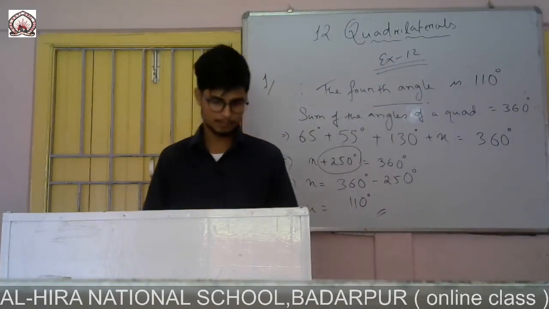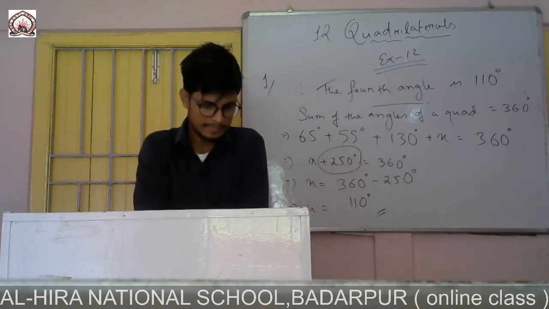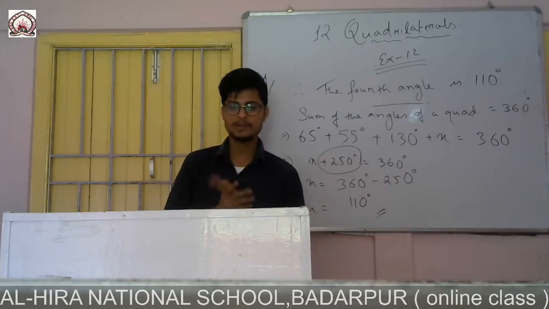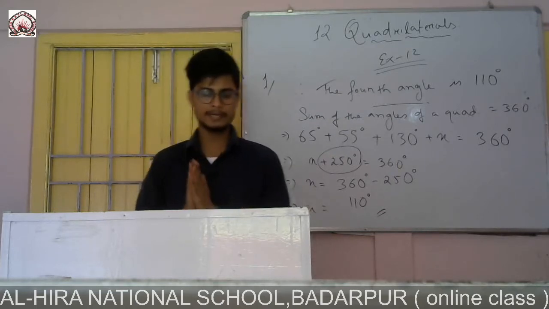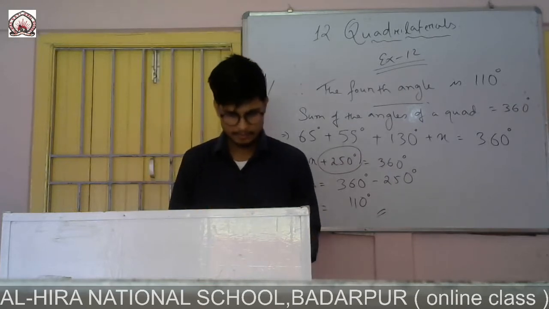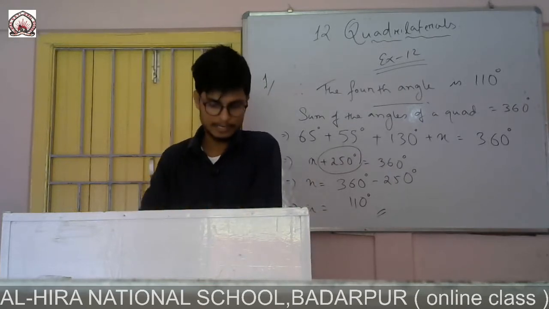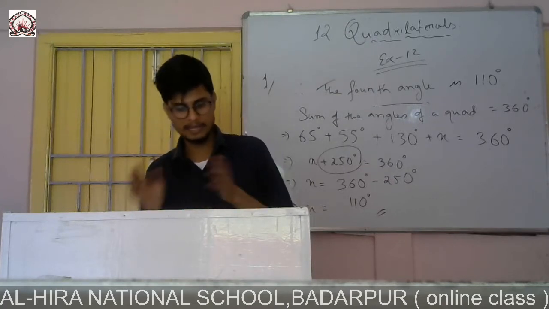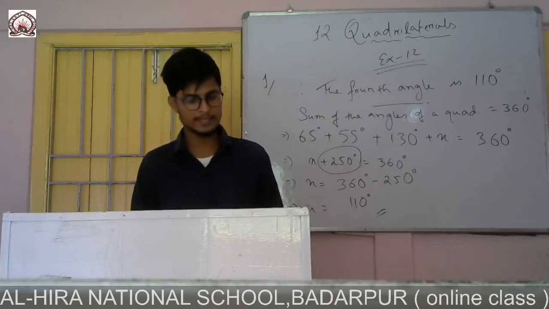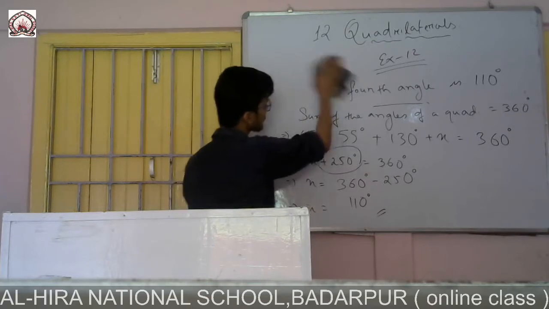Next question, question number 2. You see, two adjacent angles of a quadrilateral are 75 degrees and 125 degrees. So two adjacent angles of a quadrilateral are given. One is 75, another one is 125, and the remaining two angles are equal. You have to find the measure of each of these angles.